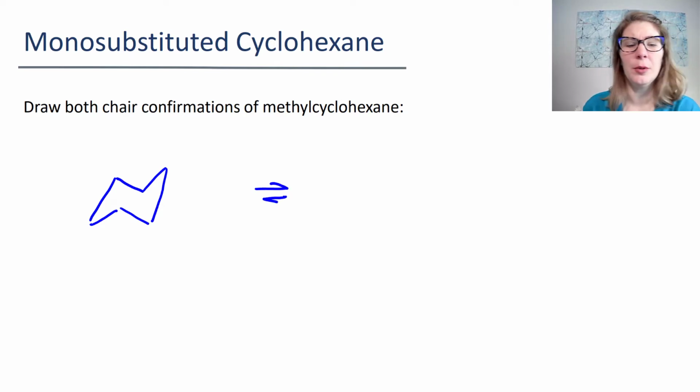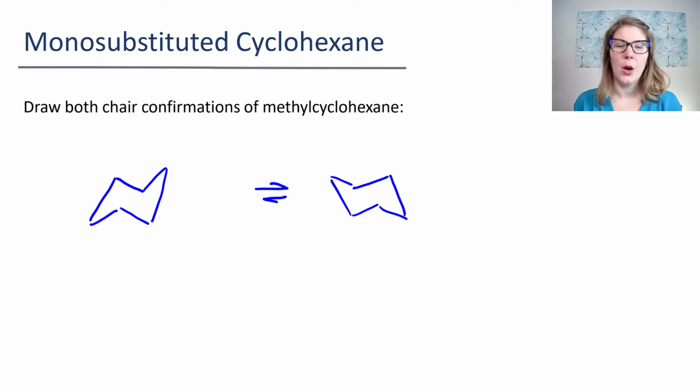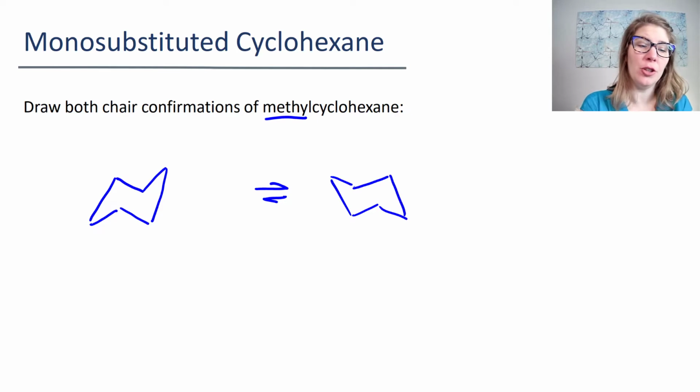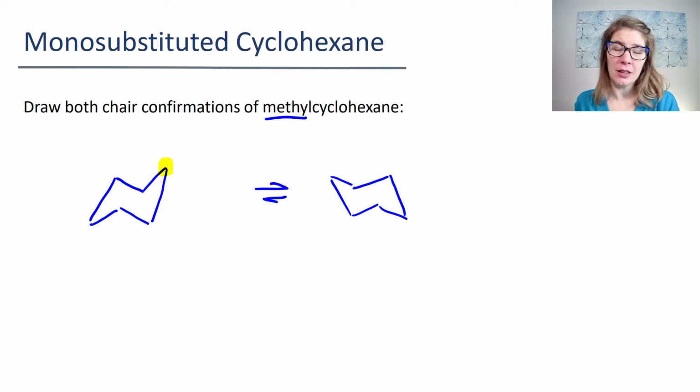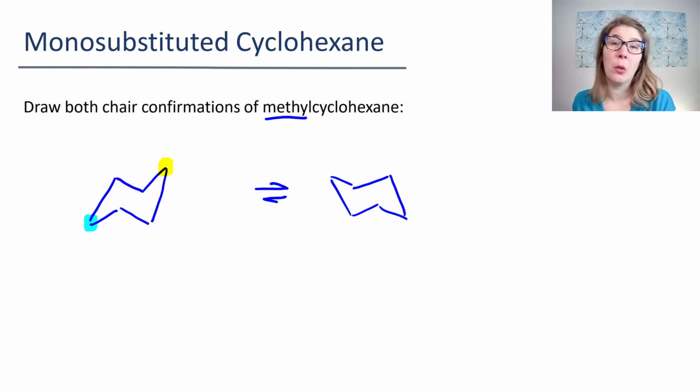This is in equilibrium with my other chair, where what I'm doing for my other chair is now I'm going to draw my parallel lines pointing slightly up and to the right, and then this is down, and then that is up. When we're looking at drawing monosubstituted cyclohexanes, like this one asks you to draw methyl cyclohexane, I think students do the best if they choose to put the substituent either where I highlighted in yellow or where I highlighted in blue. So pick one.